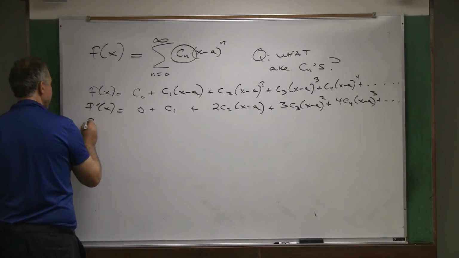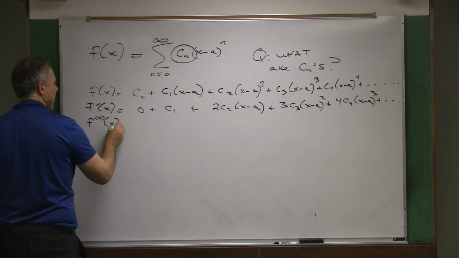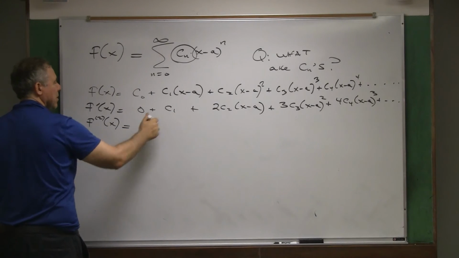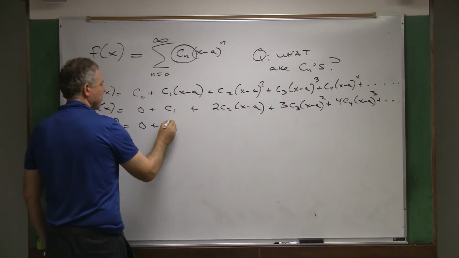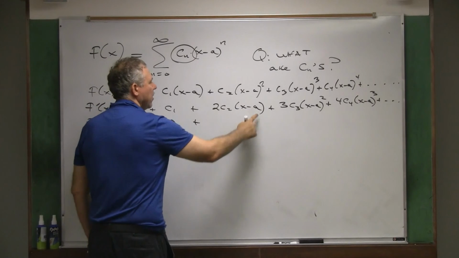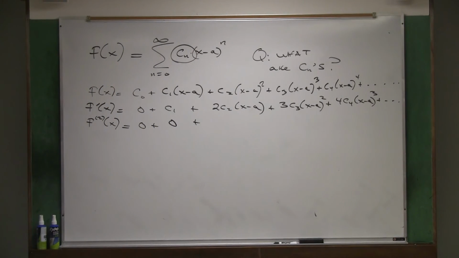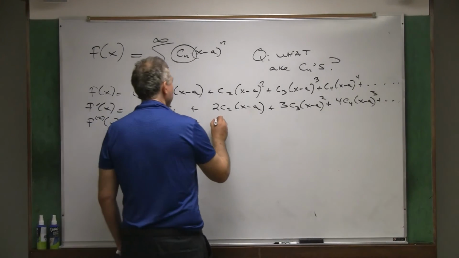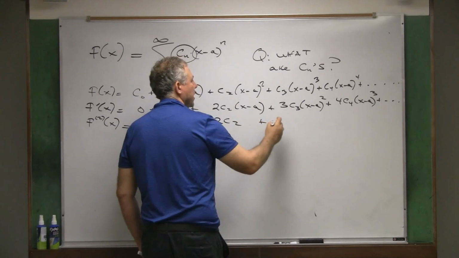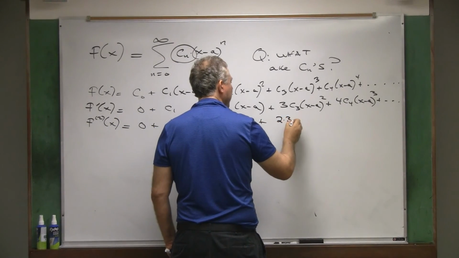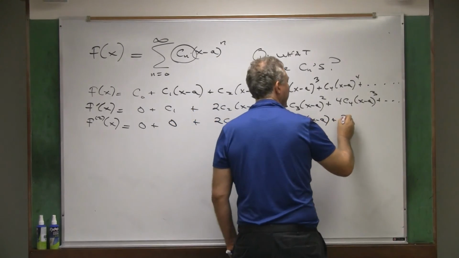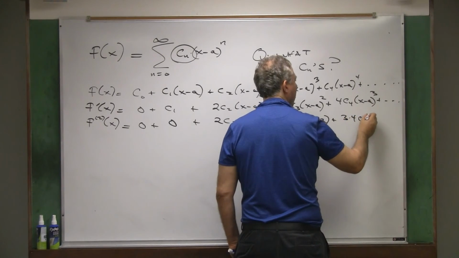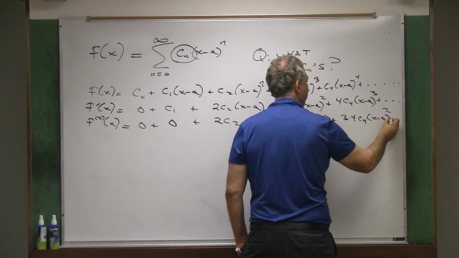What's the second derivative? What's the derivative of C1? 0. Differentiating with respect to x. What's the derivative of 2C2 x minus a? 2C2, the constant, right? And here we're going to get a 2 times 3C3 x minus a, right? And here we're going to get a 3 times 4C4 x minus a squared and dot dot dot.